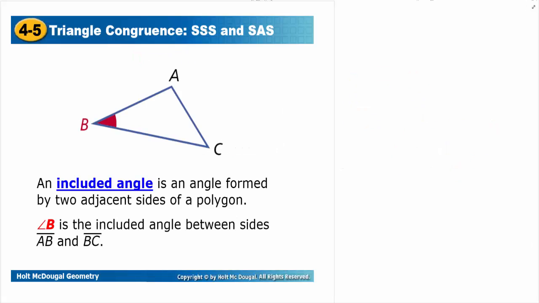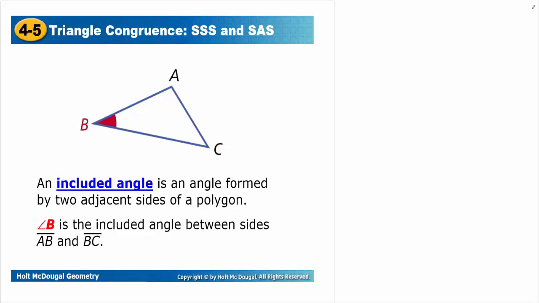Alright, so that's a quick example of side, side, side. Now I'm going to talk real quick about side, angle, side. We're going to get that set up in just a second. But before we talk about side, angle, side, I want to talk about the angle part of that. We didn't have to worry about angles with side, side, side, but we do with side, angle, side. So with side, angle, side, we need to understand what an included angle is so that we know if we're dealing with this postulate or not.